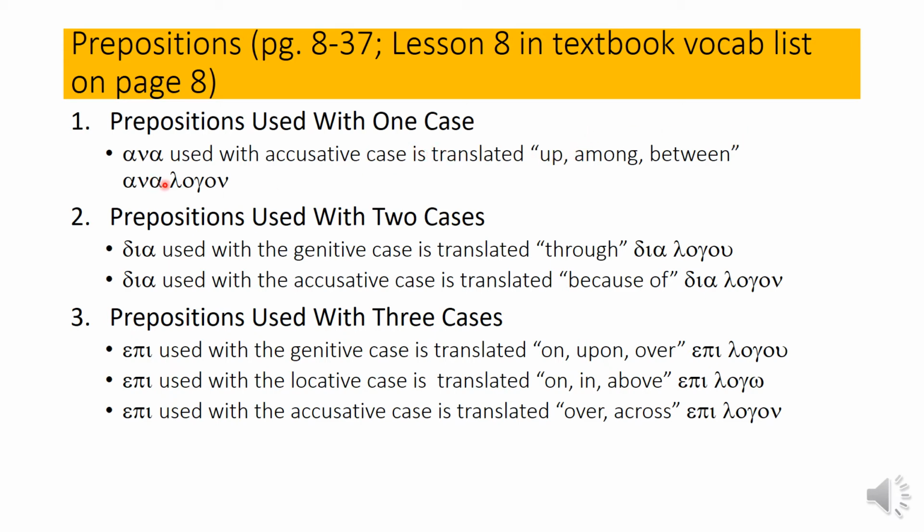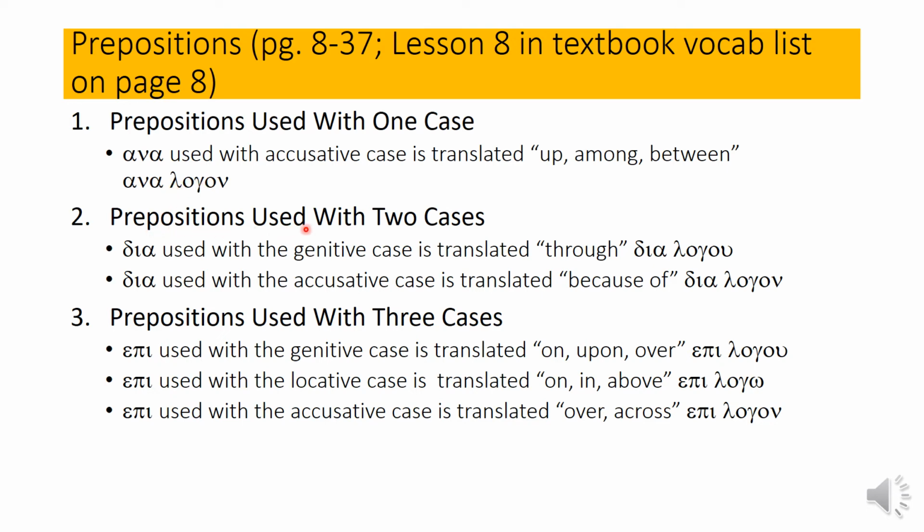Ana is used with an accusative case and is translated up or among or between. If ana is followed by a noun, like in the prepositional phrase, they'll always have an object. Ana logon. Logon is in the accusative case, so that will be translated up or among or between a word. Prepositions in Greek will be followed by an object. If ana is used with a noun in the accusative case, like in this case here, it's up or among or between a word.